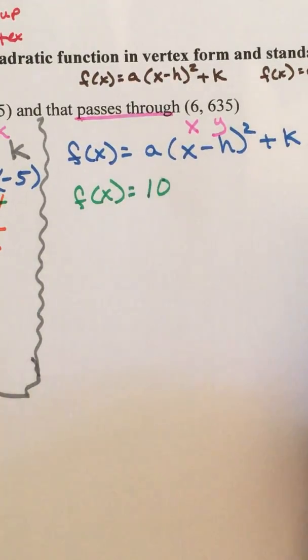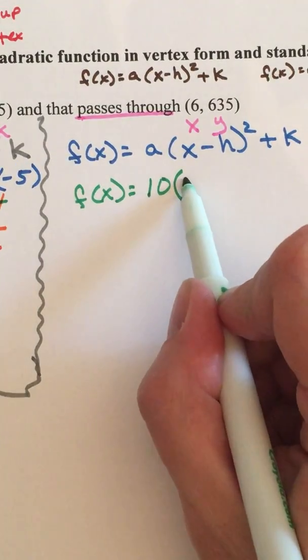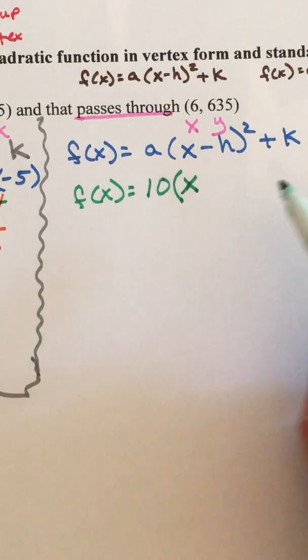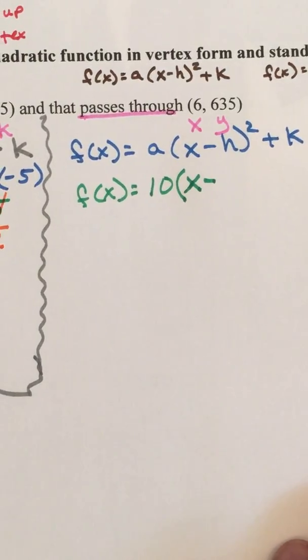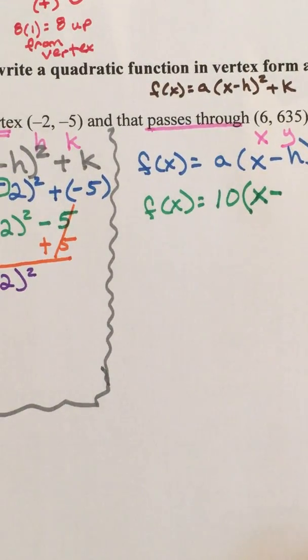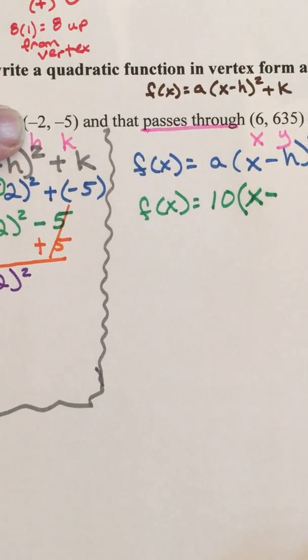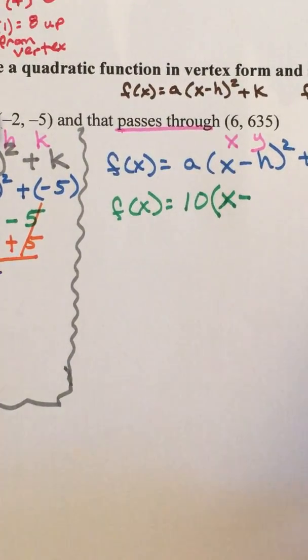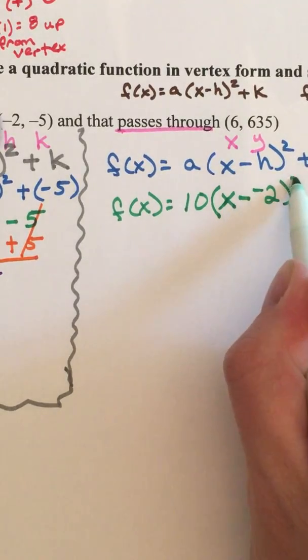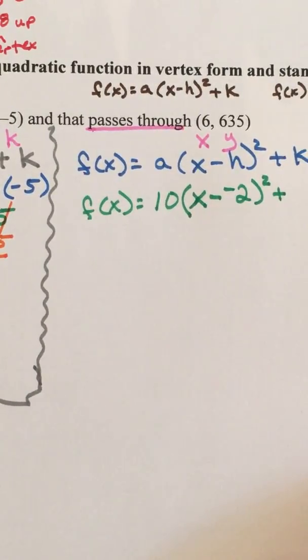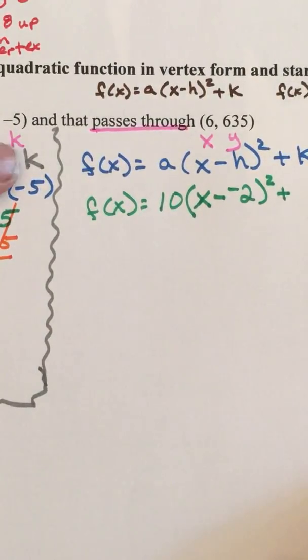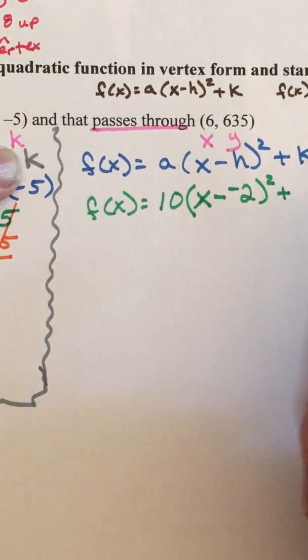Parentheses. So again, I'm just writing out my generic equation. So you always have an f of x or a y and an x minus my h. What's the h value? Do you remember? There it is, -2. Plus k. What's your k value? Here it is, -5.